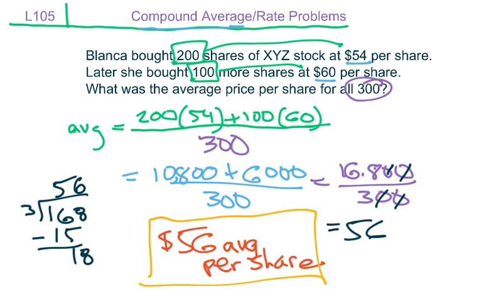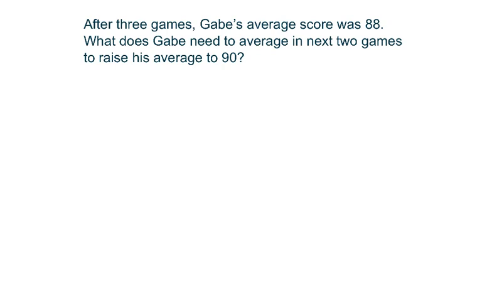Yeah. And that's how it works. Don't ever just take the two numbers and find the average of them. That's not what they're looking for. Not for compound average. Compound average is often also called overall average. Let's look at another overall average problem.